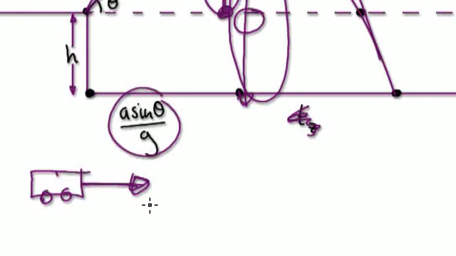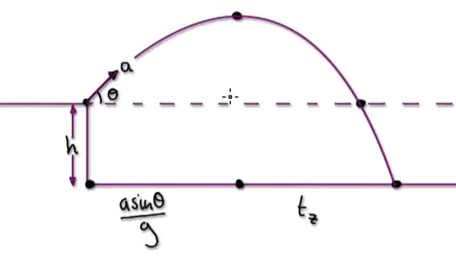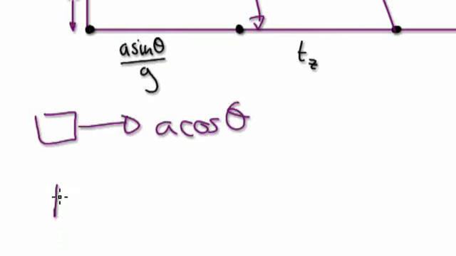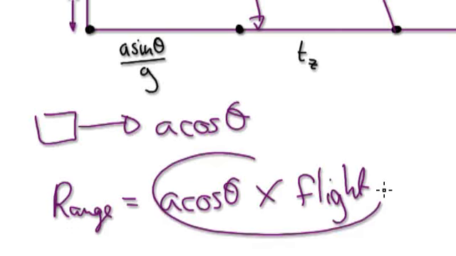Remember, this speed here is a cos theta. So this speed here is a cos theta, and then you times the total flight time. Remember, the total flight time is the time it takes to get to maximum height plus the time it takes to get all the way down here. That represents the total flight time, and then get the total flight time times by that a cos theta. So range equals a cos theta times the total flight time. That would be your answer.